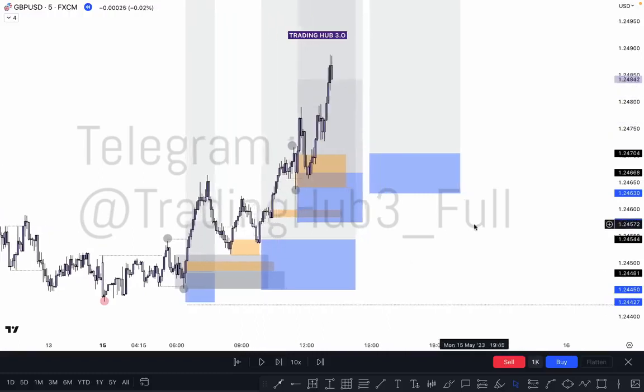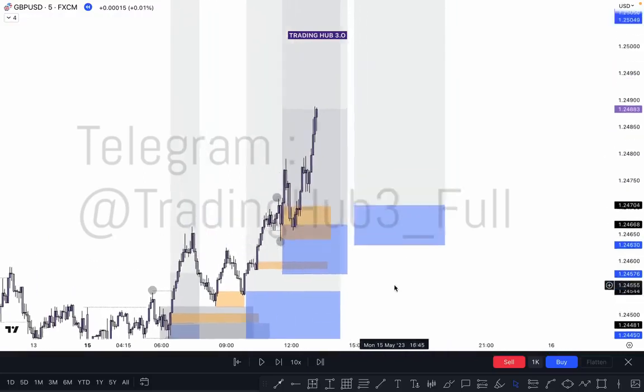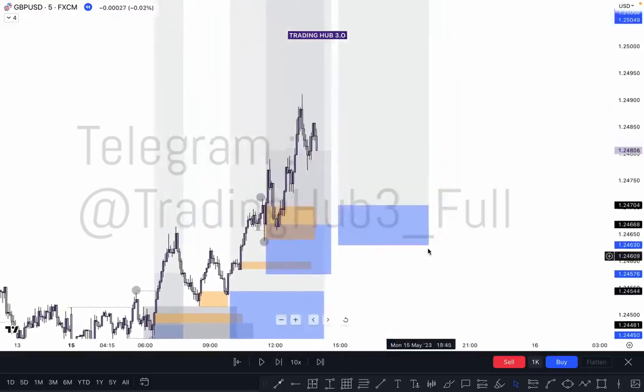Okay, and if you are thinking why I'm buying here, there is no inducement because the low was swept here, right? If the market sweeps the low or high, then we don't need to wait for inducement before the buy or sell. Market continues going higher high. Okay, so let's see what happened next here.